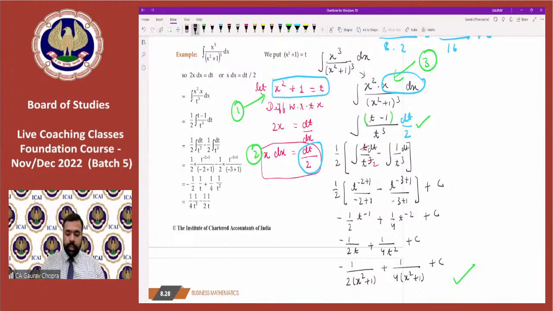So in this last step, there is one square also. We'll write square here.